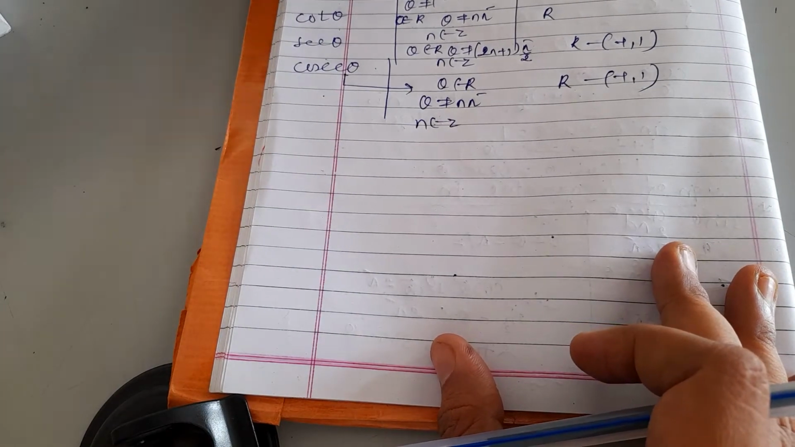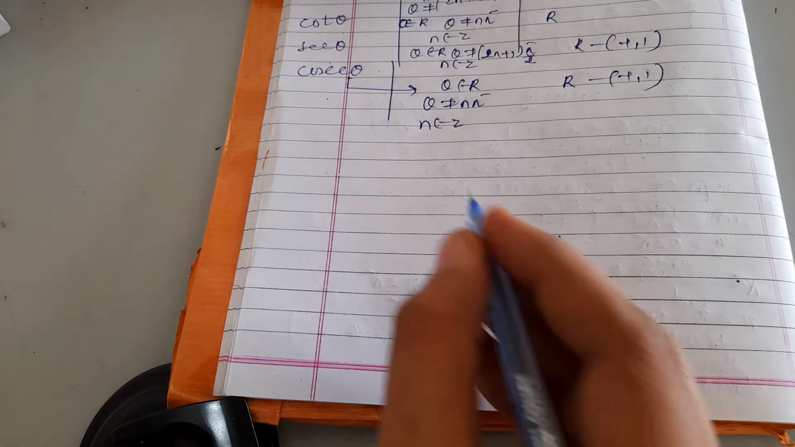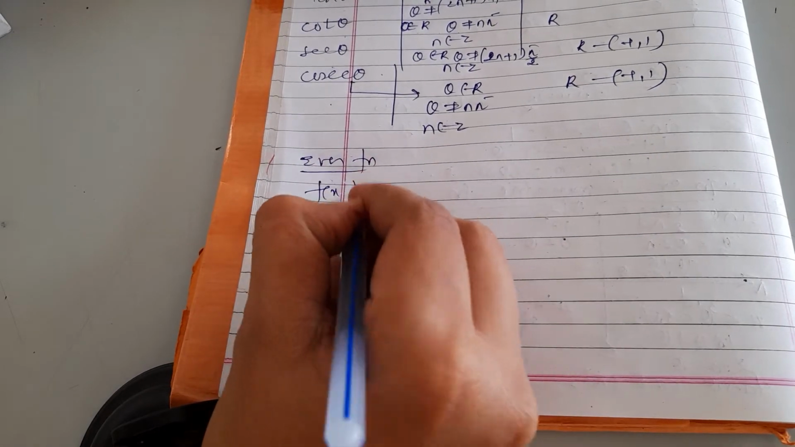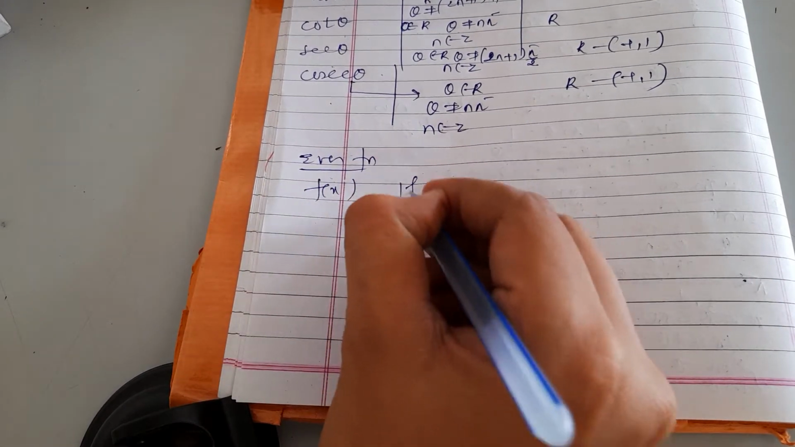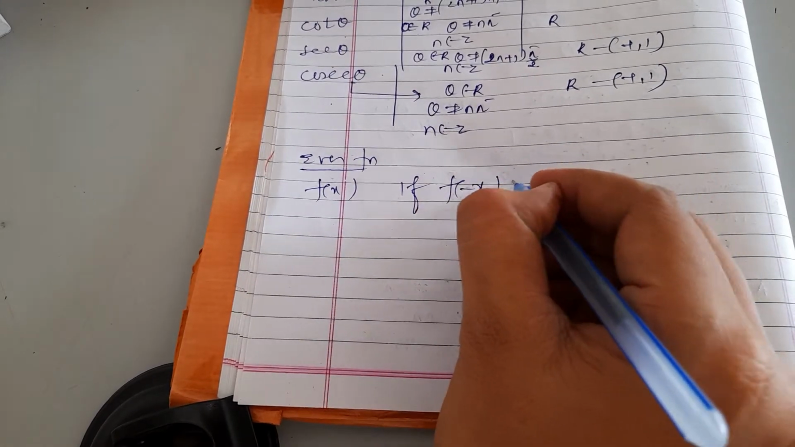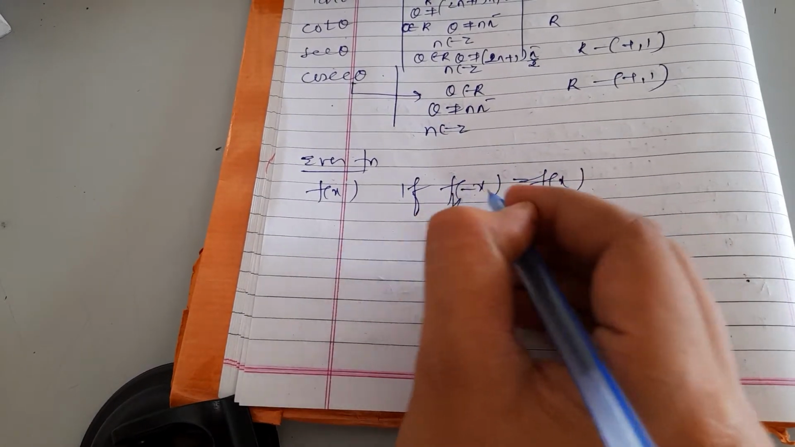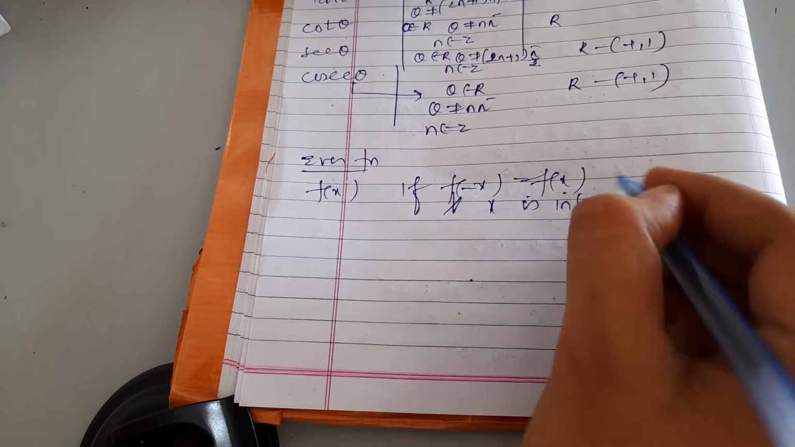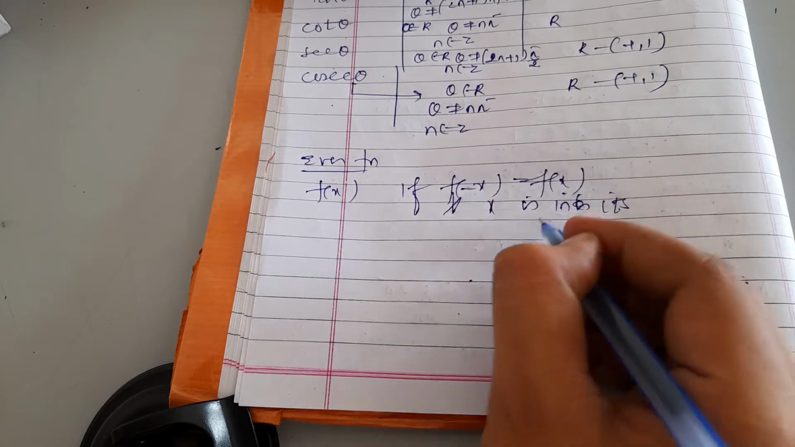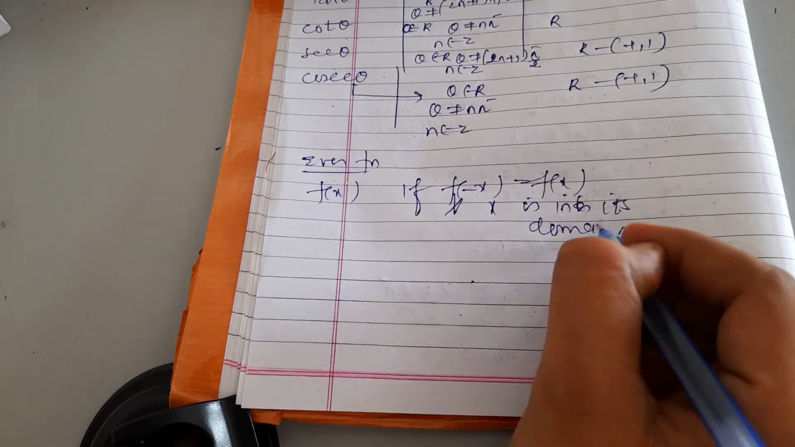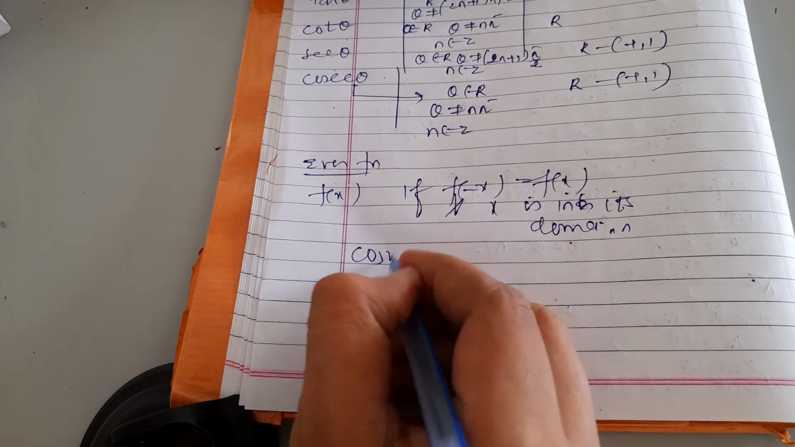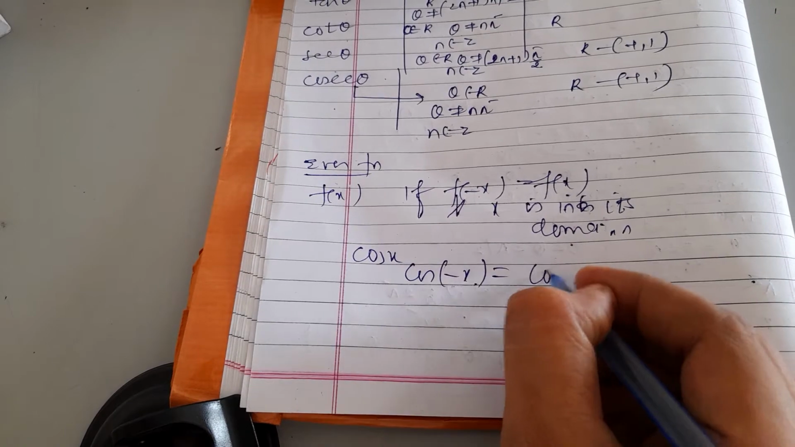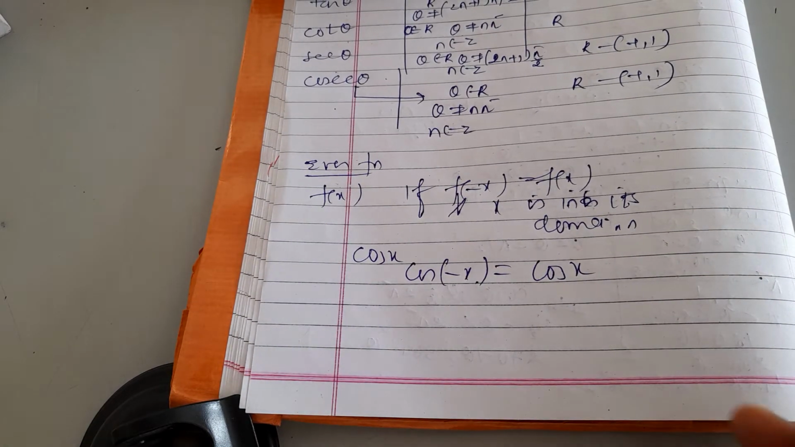which we have to discuss is about even and odd functions. So what is an even function? A function f(x) is said to be an even function if f(−x) is equal to f(x) for all x in its domain, right? And for example, cos x is an even function. Why? Because cos(−x) will give you cos x. So we say that the cos function is an even function.